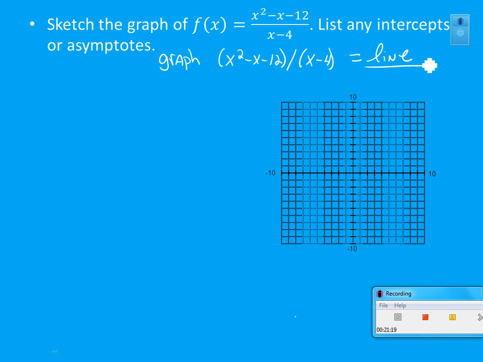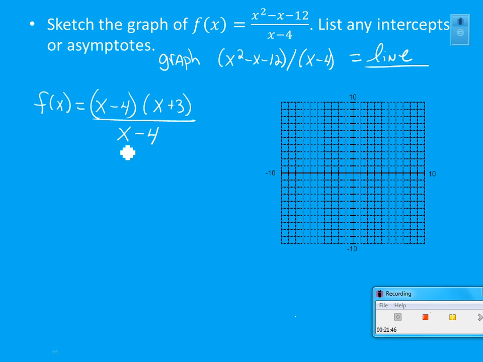Okay. Now that's kind of the graph, but it's not all the graph. Keep that on your calculator for a second. Now let me come over and look at this. I'm going to factor x squared minus x minus 12. So I got x minus 4 and x plus 3 over x minus 4.